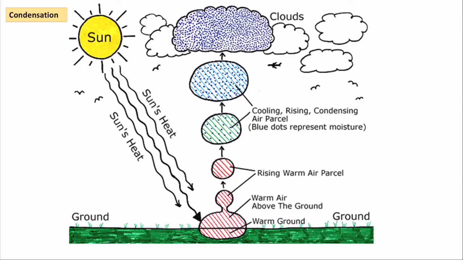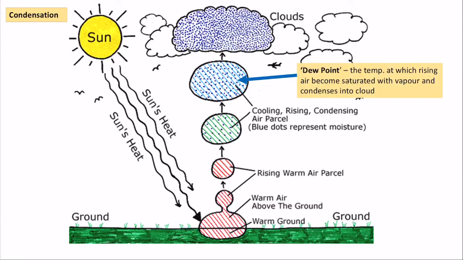We've got a parcel of air that's warmed by the sun's heat, so that's warmed up the ground, which has warmed up the air above it. We know about warm air, as it rises, it starts to get cooler. And when we get to this point, this is where this air has cooled enough that any water vapour in it has suddenly started to turn to liquid. And that dew point is that temperature at which that happens. So it's where the rising air becomes completely saturated with the water vapour, loads of water vapour droplets in it, lots of moisture, and it condenses into a cloud.